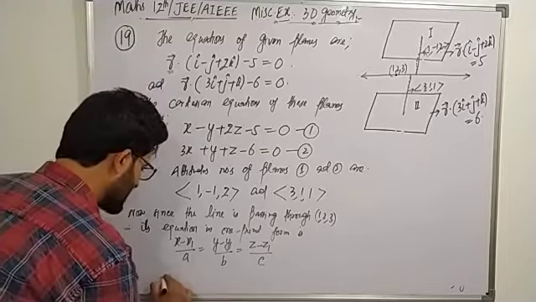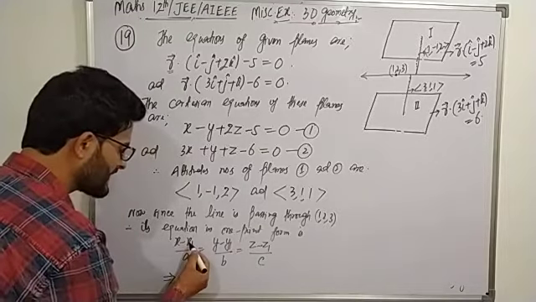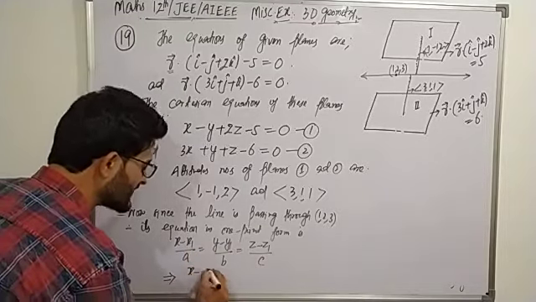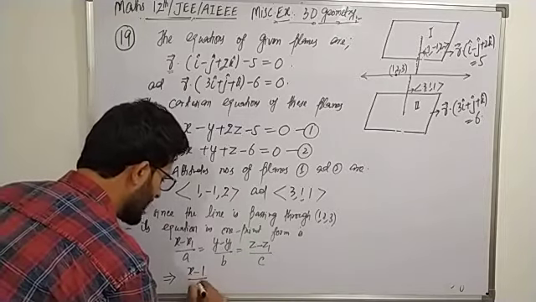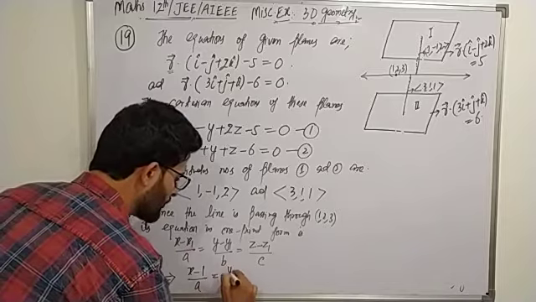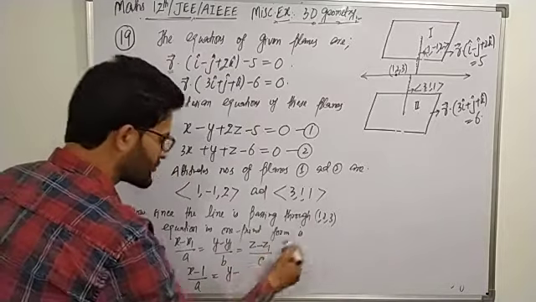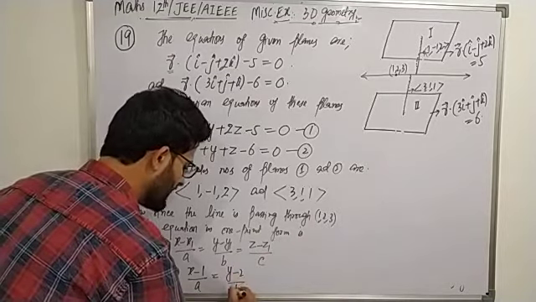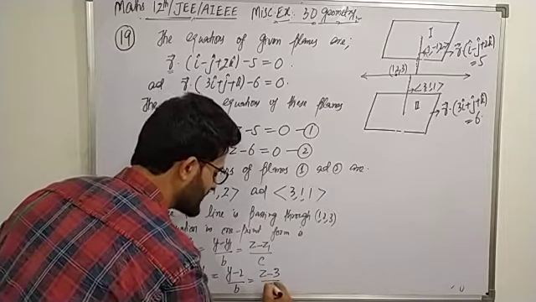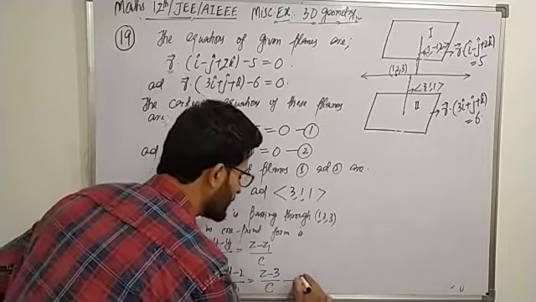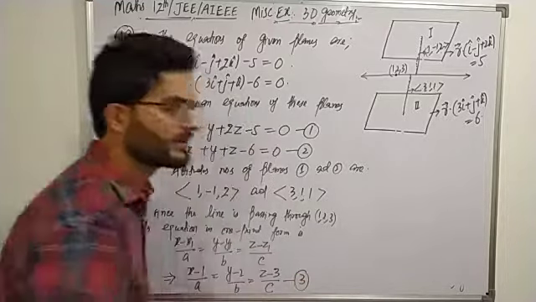So this implies it can be written as (x minus x1) divided by a, that is, x minus the x coordinate of the point through which it passes, that is 1, divided by a, is equal to (y minus y1) divided by b, that is y minus 2 divided by b, and that's equal to (z minus z1) divided by c, that is z minus 3 divided by c. We are keeping that as equation number 3.